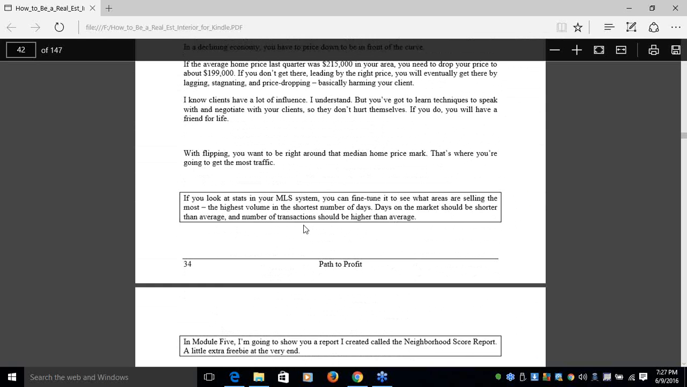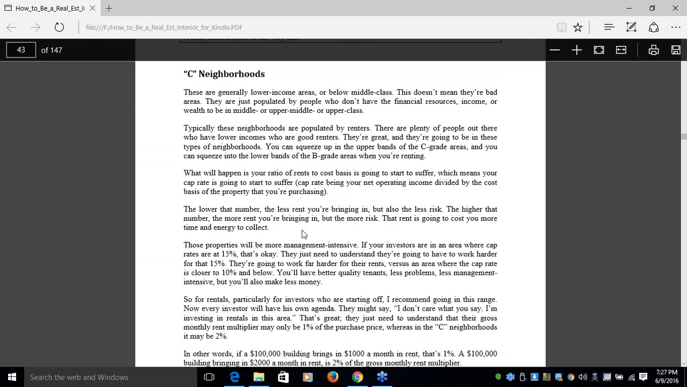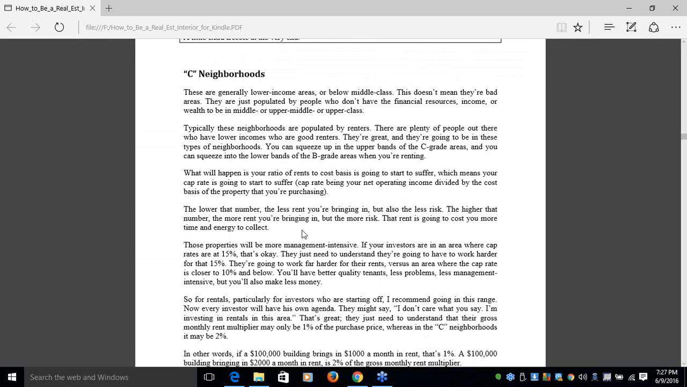Now down to the C neighborhoods, all right? This is where it takes a little bit more. You've got to develop your instinct, you've got to follow your intuition, and you've got to be more perceptive, okay? So between A, B, and C, between C minus, C, and C plus, the C plus neighborhoods will start to look somewhat like the B areas, okay?